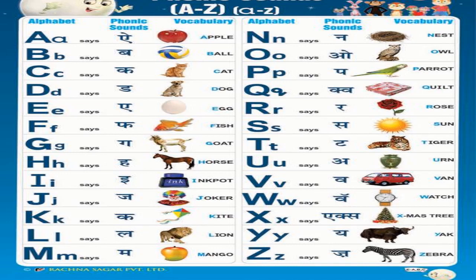So let's repeat these sounds. As you can see on the screen, every letter with its sound is there. So let's repeat. A is for apple. B is for ball. C is for cat. D is for dog.